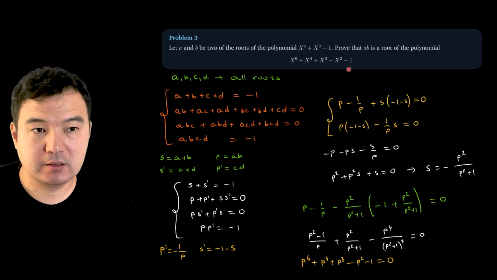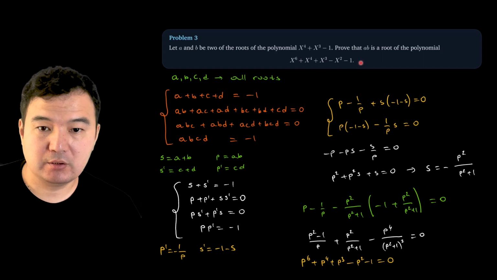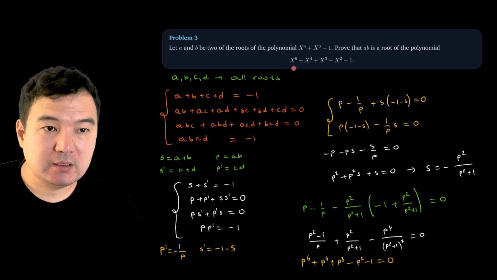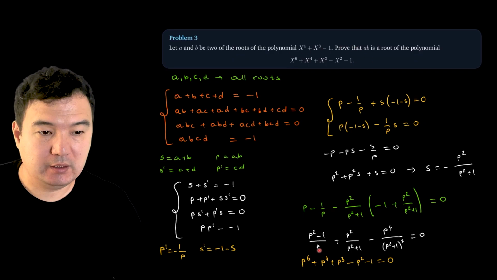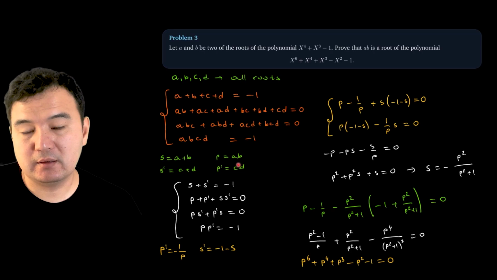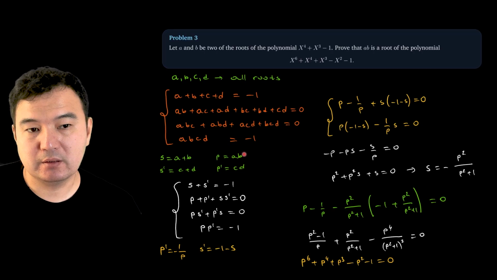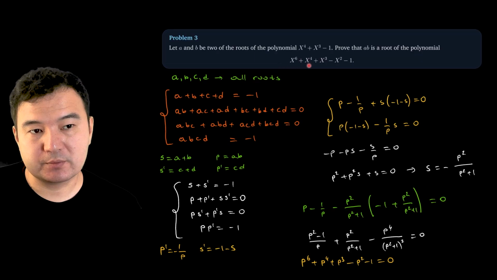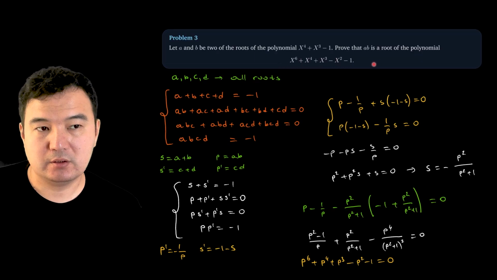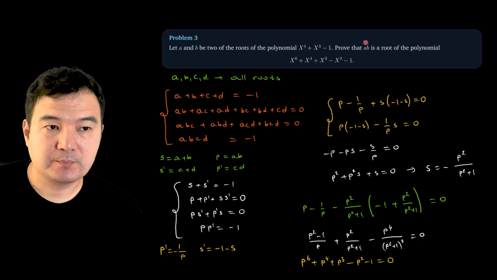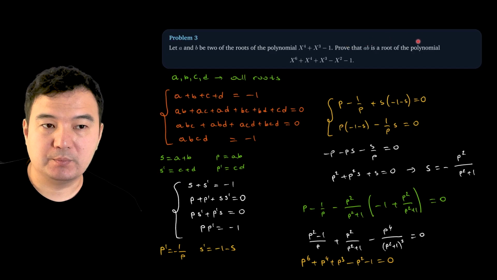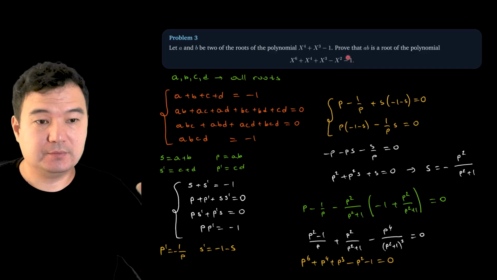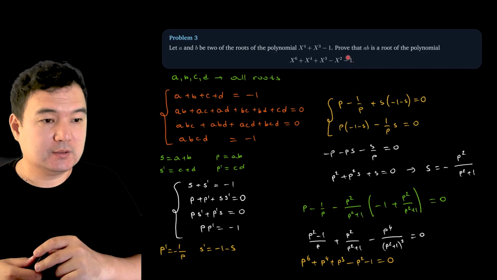And if you plug P into this polynomial, it turns out it will be 0, which means P is a root of this polynomial here. And at the same time, P is equal to AB. So that means if I plug AB into this polynomial, I'll get 0. So that makes AB a root of this following polynomial. So that kind of completes the proof. So this was the third problem.